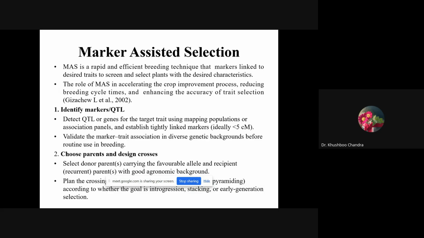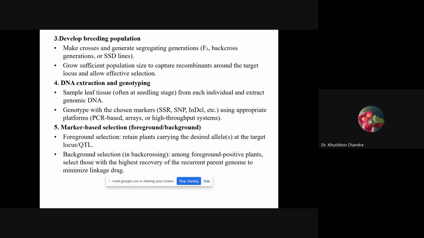Then you have the choice of parent. You design the crosses. You can choose based on yield or on different traits, either biotic resistance, abiotic resistance, or some good agronomic traits. Then you develop a breeding population, make the crosses, and go through the segregating generations. Ultimately, whatever the trait is that is transferred, checking it with phenotyping through the conventional method is very difficult.